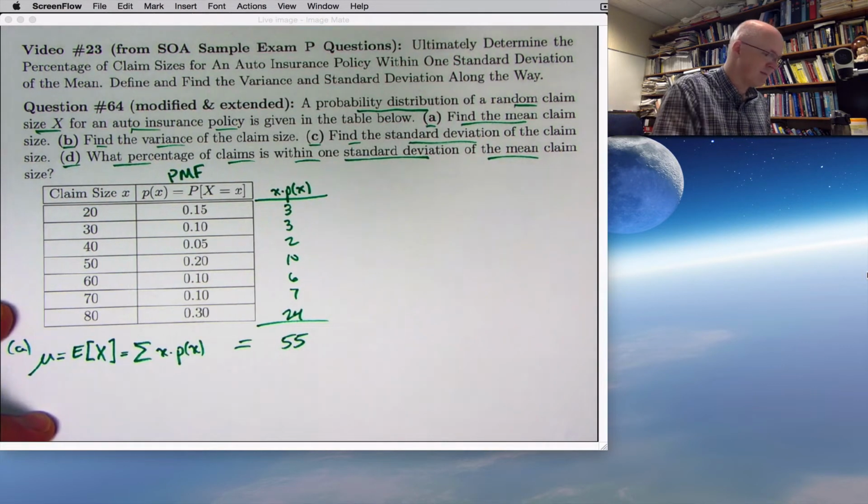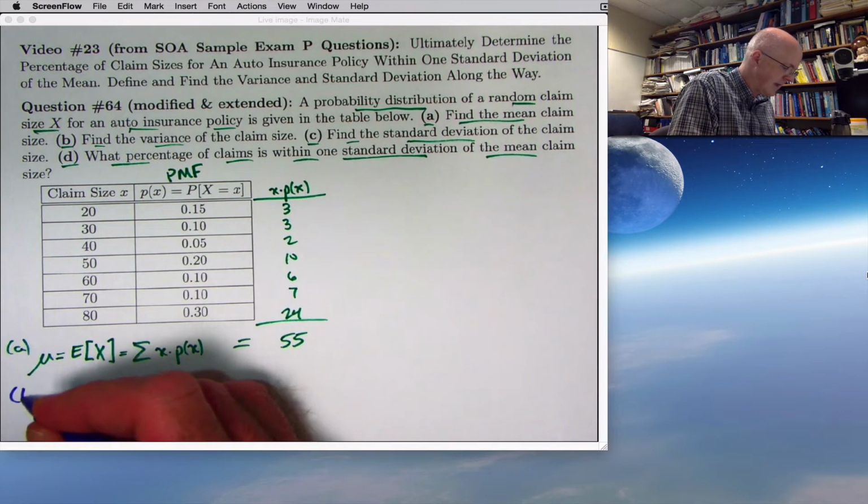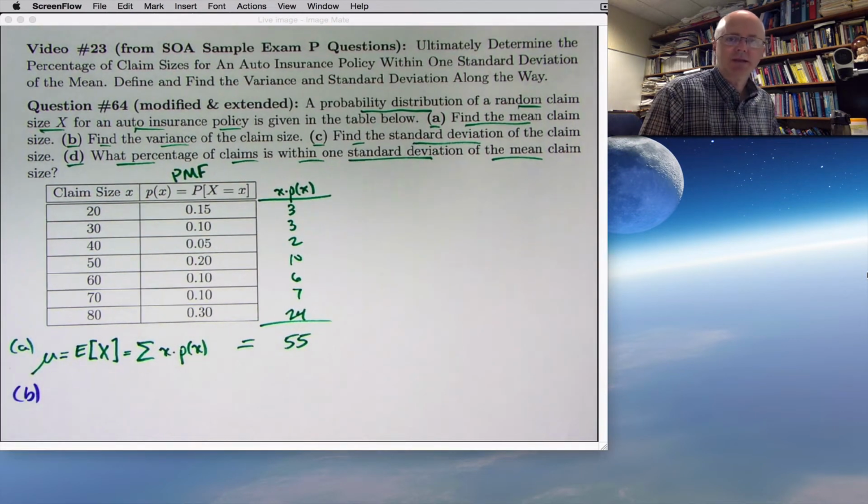Okay, we found the mean claim size, and I said it might be close to 50, not too far away from 50. All right, so what's part B? This is something new. And I actually want to do this in two ways.